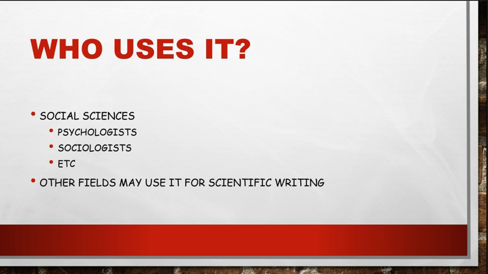The social sciences is who it was designed for, so we have psychologists, sociologists, anthropologists, etc. And other fields, particularly scientific fields, may use it for scientific writing that they're planning to publish, especially in scientific journals.